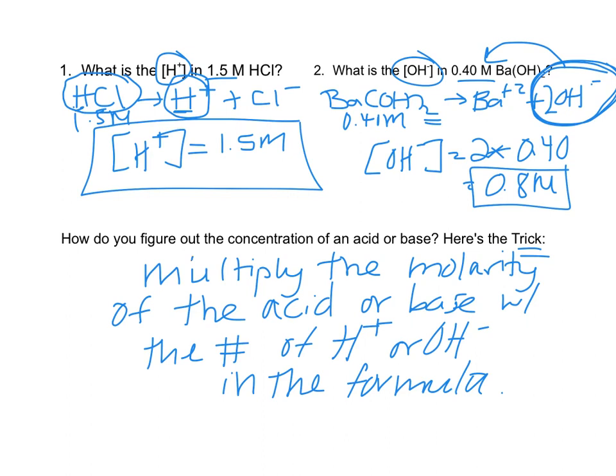So we wrote out the dissociation, but another way is if we look at barium hydroxide, there were 2 hydroxides. So without having to actually write out the dissociation, by looking at the formula, there's 2 hydroxides, so we would double that concentration. HCl, there's only one H, and so that concentration is equal. But if it would have been like H2S, hydrosulfuric acid, we would have doubled our concentration.